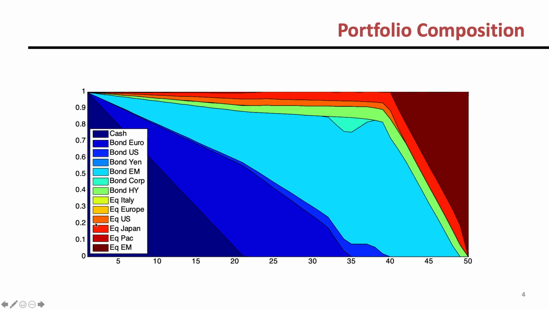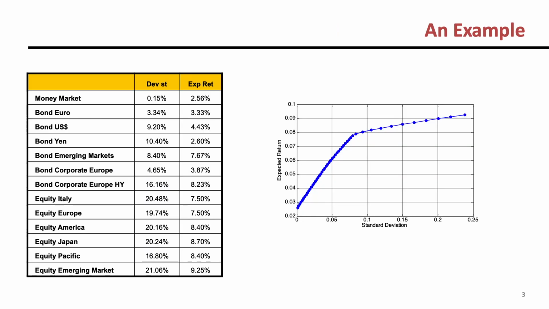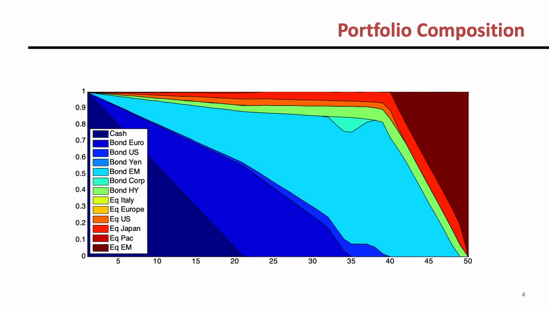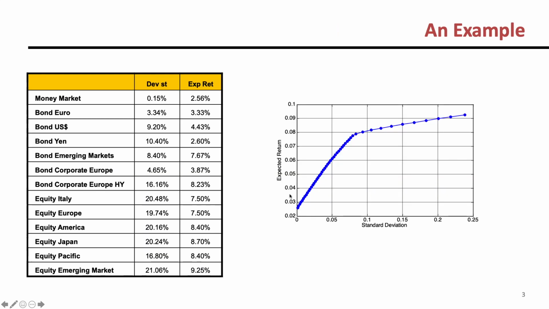And the colors, we read the composition on the vertical axis. So if I ask you, what is the composition of portfolio number 1? Well, we look here. Portfolio number 1 is basically 100% the dark blue area that is cash. Cash means money markets or short-term bonds. Okay. If I look at portfolio number 15, that will be somewhere, I guess, here.